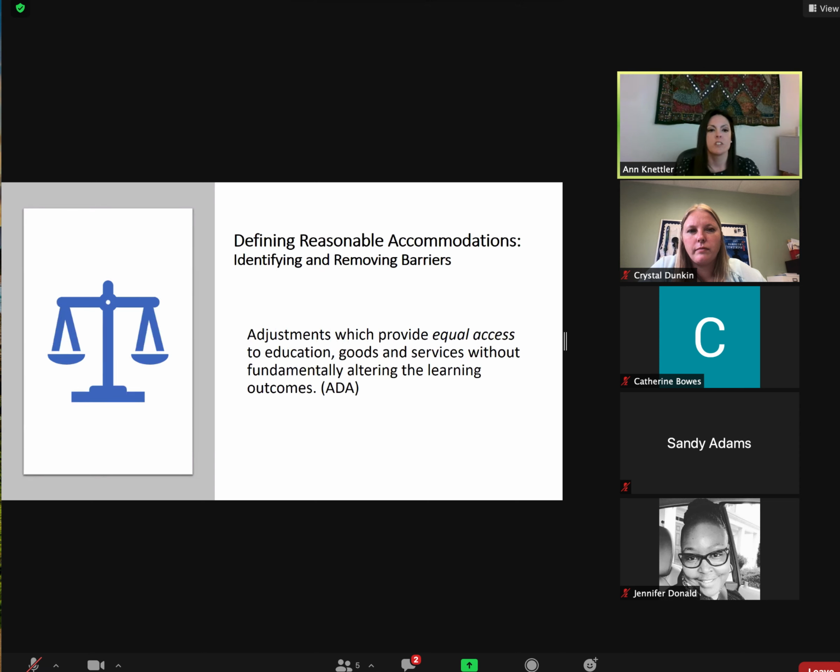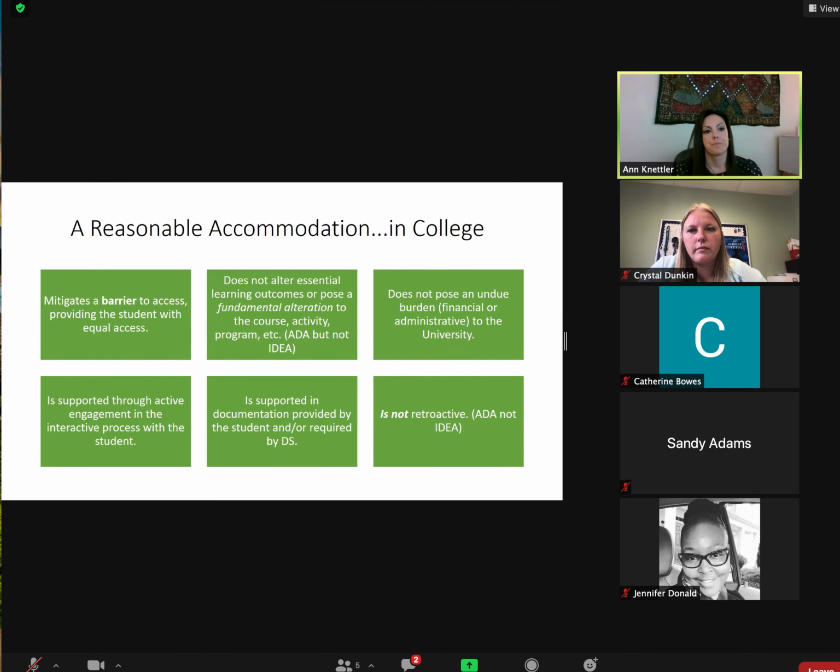Accommodations are there so that once we identify the barrier, it can either be removed or mitigated, which means lessened. And accommodations are adjustments that provide equal access to education, goods, and services within an institution, or frankly, in any public place of business, any governmental building, anywhere within society, without fundamentally altering the learning outcomes or the course or the program. So let's break that down.